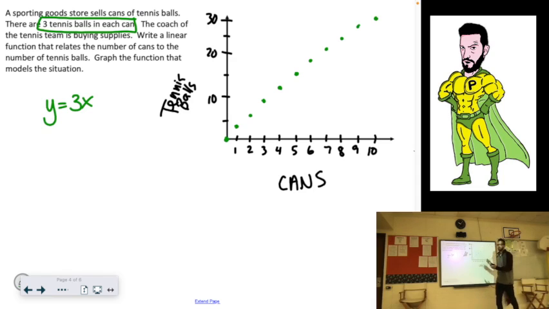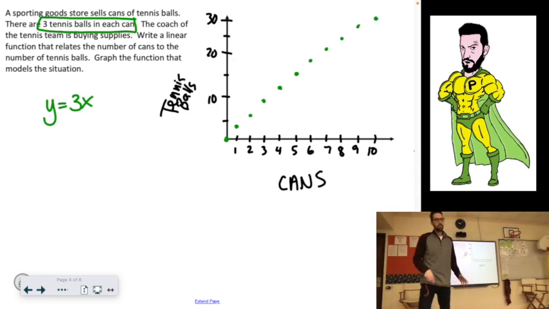Now this one I'll leave as dots since we marked every single canister. Again, we're not going to have 1.7 canisters purchased. We're not going to be doing that. So if you put a line through it, it's fine. It just makes more sense with this data to have just dots because we're only buying canisters. We're not buying fractions of canisters. We're not buying decimals of canisters of tennis balls. So that's it. We're good.